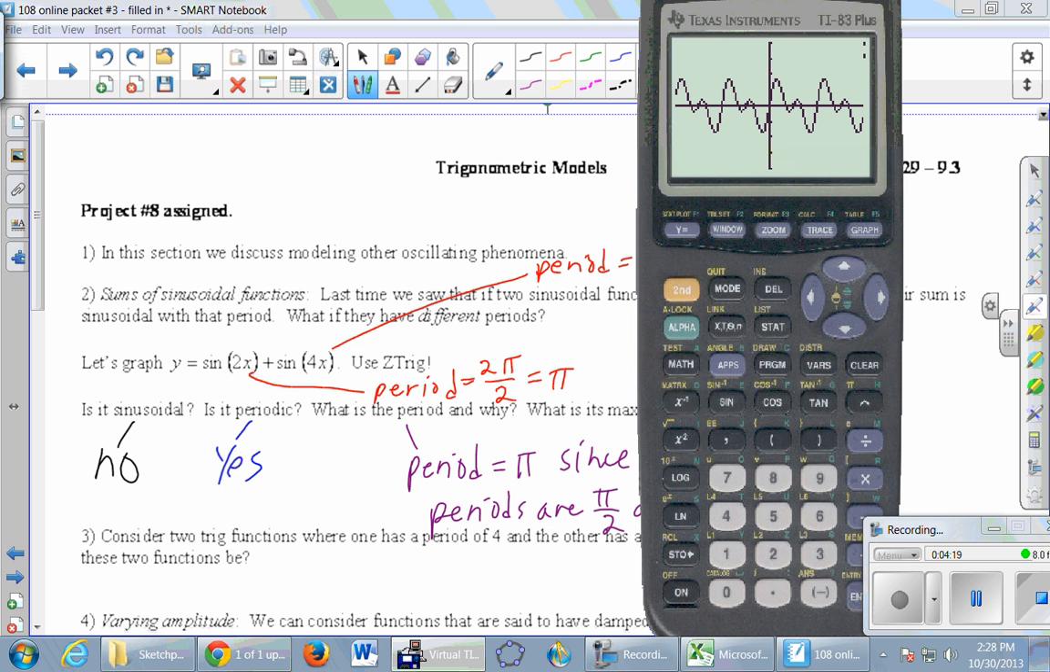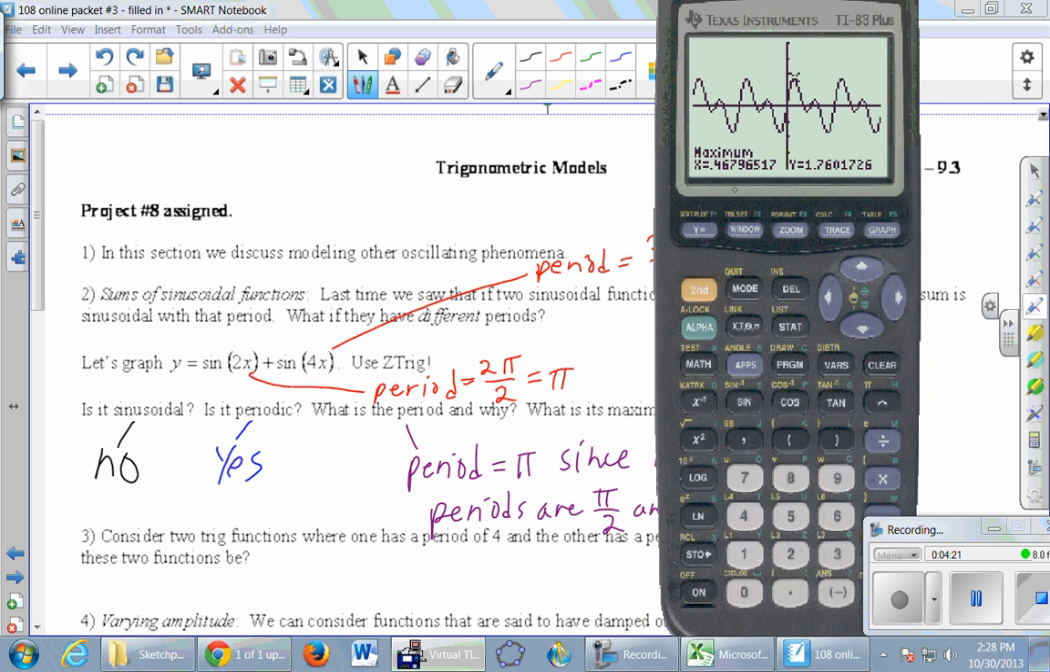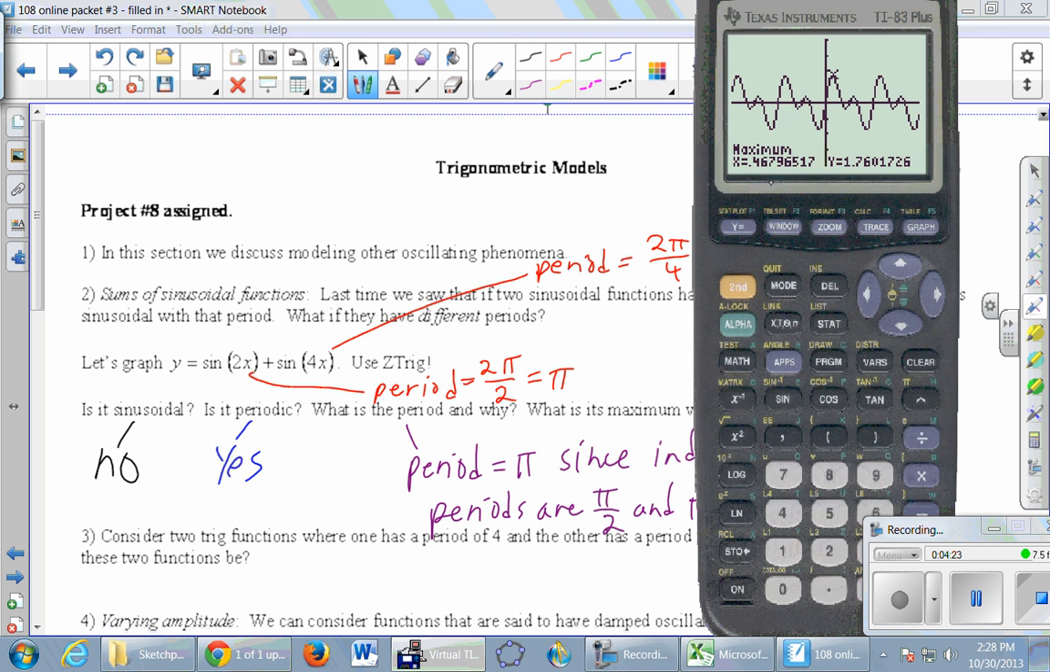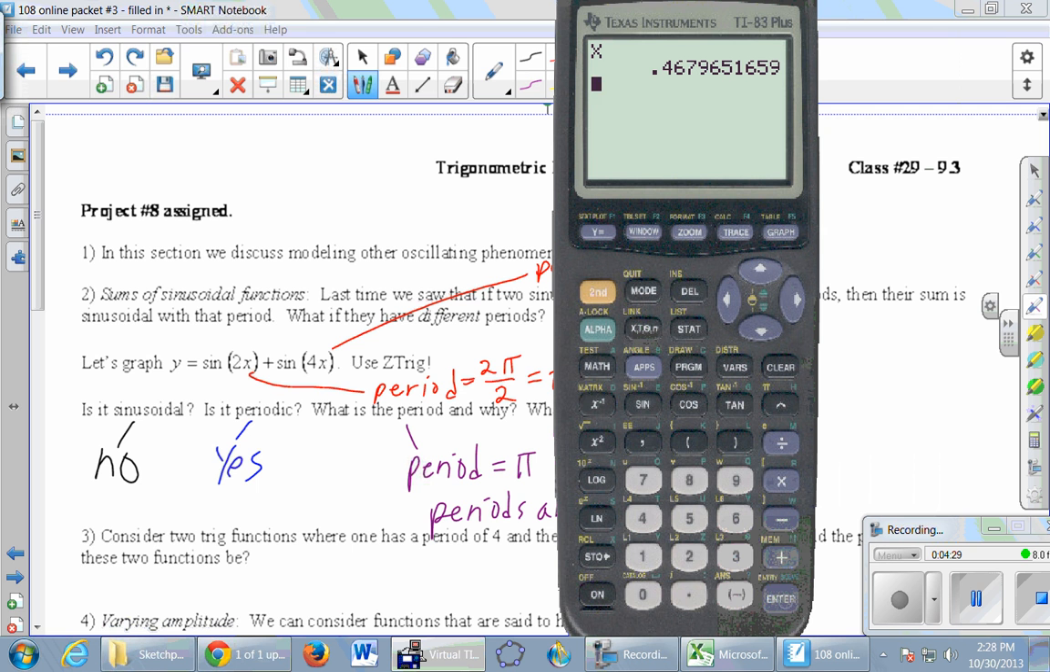And so the first peak happens at 0.4696, that number right there. So I want to store that number just so I can use it later. So I'm going to do X out here and hit enter, and it's going to tell me that same number. So we'll store that as A.